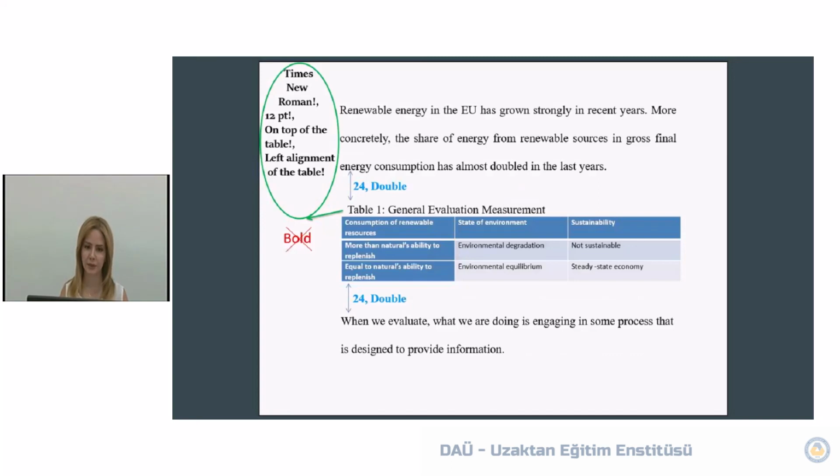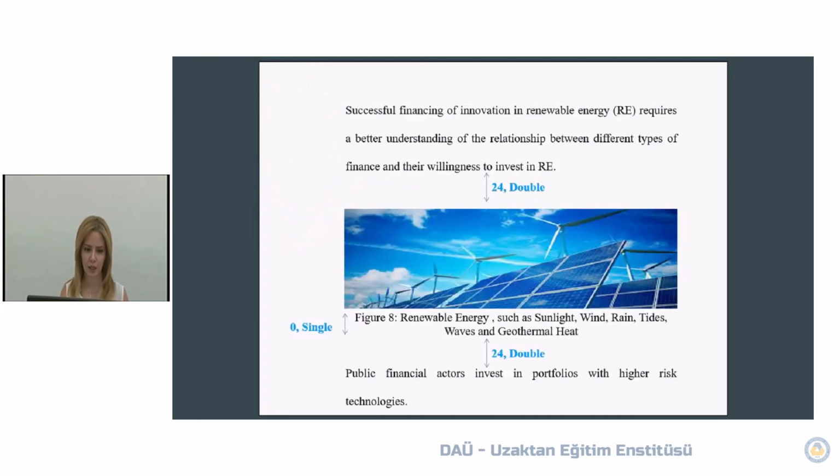And don't title the table in bold. I put this example here because I'm trying to show that if the caption of your figure or the title of your table comes in two lines, what should you do? Again, we are facing a figure or table, so we put 24 and double before and after.